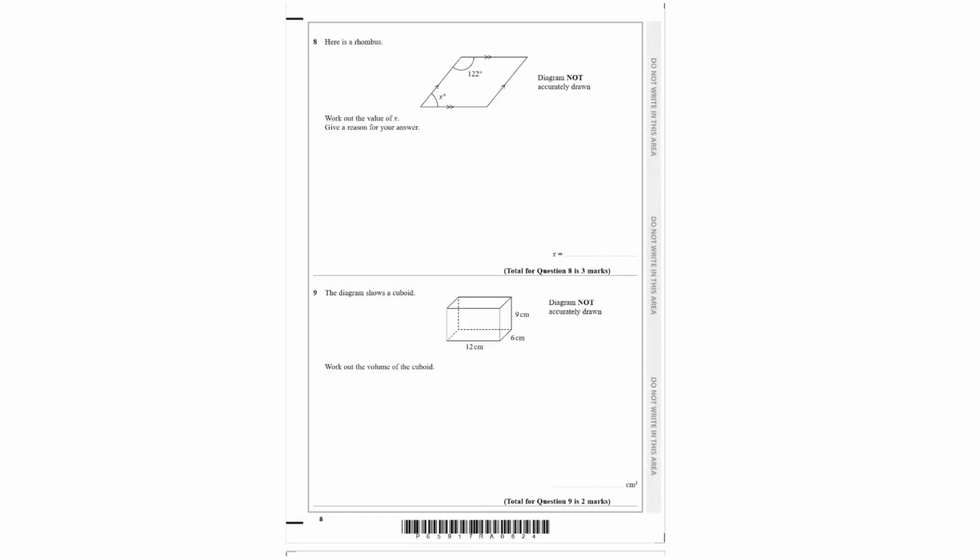Here is a rhombus. Work out the value for x. Give a reason for your answer. We can see that this is given as 122 degrees and that this line is parallel to this line, which means we can continue this line, and that means that this is also 122 degrees. And since this straight line is made up of 122 and x, we know that a straight line is 180 degrees. So we can simply write this as 180 is equal to 122 plus x.